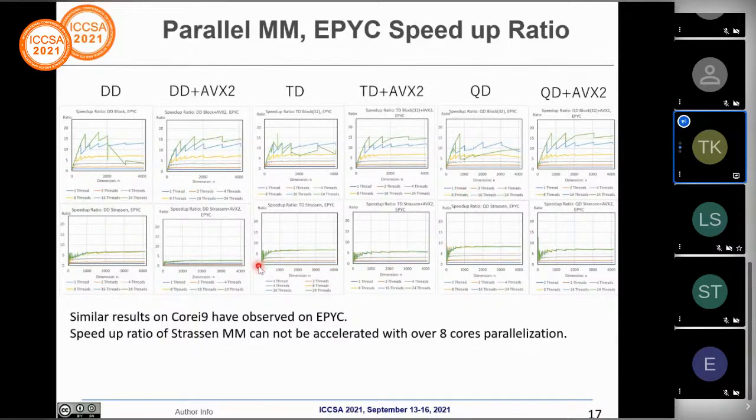On the parallelization of Strassen matrix multiplication, the barrier of Strassen matrix multiplication is clearer than on Core i9, but on this environment, parallelized block matrix multiplication can be faster.